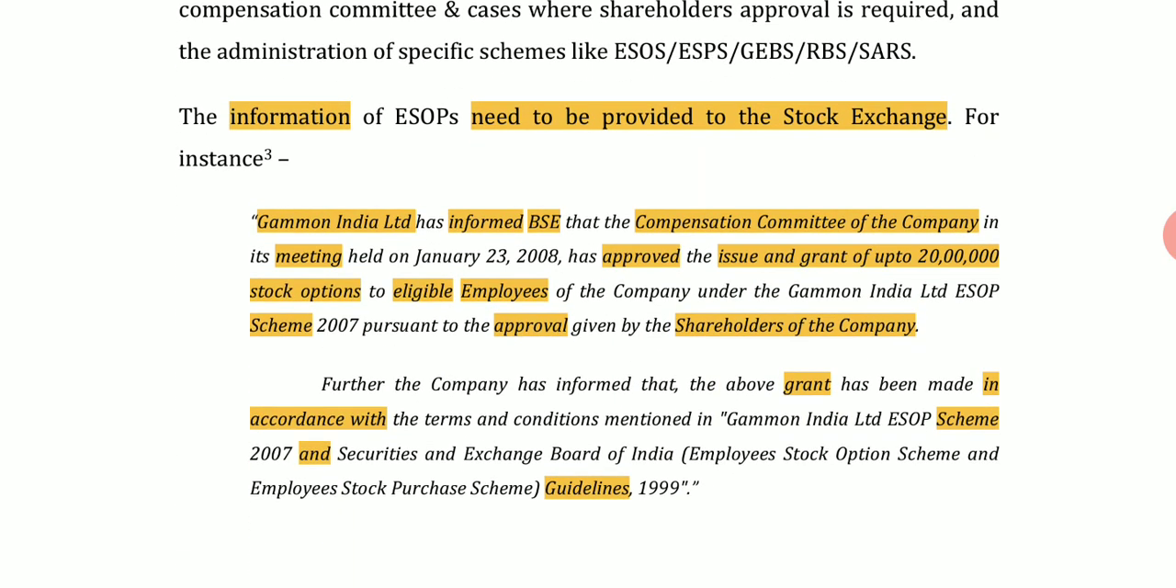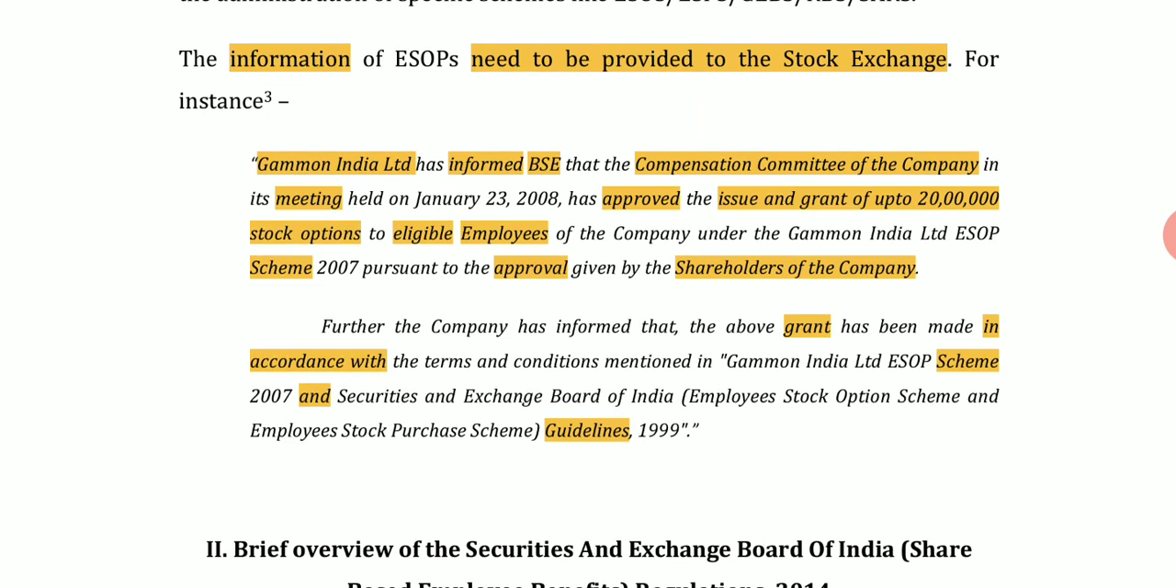Now, this highlighted section shows that whenever a company comes out with a stock option plan, it needs to give a declaration on the SEBI website regarding that. For example, here the company Gammon India Limited has informed the Bombay Stock Exchange that the compensation committee of the company, in its meeting held on a certain date, approved the issue and grant of up to 20 lakh stock options to eligible employees under the Gammon India Limited stock option scheme 2007, pursuant to the approval of the shareholders of the company.